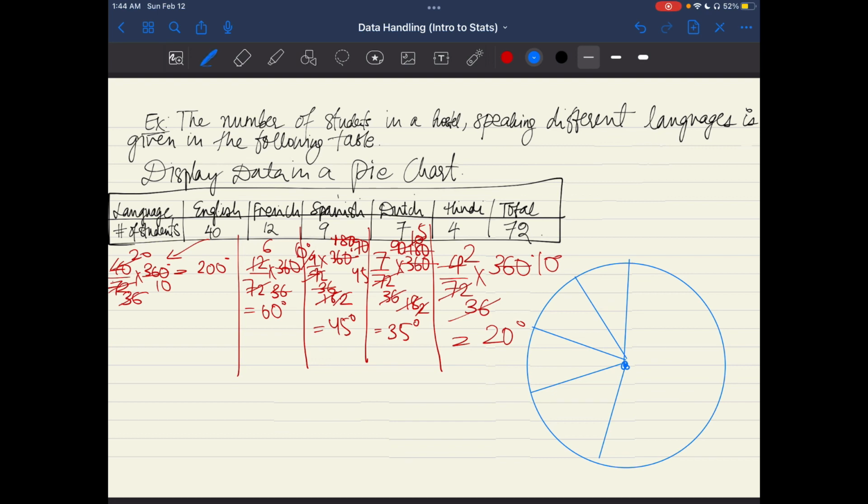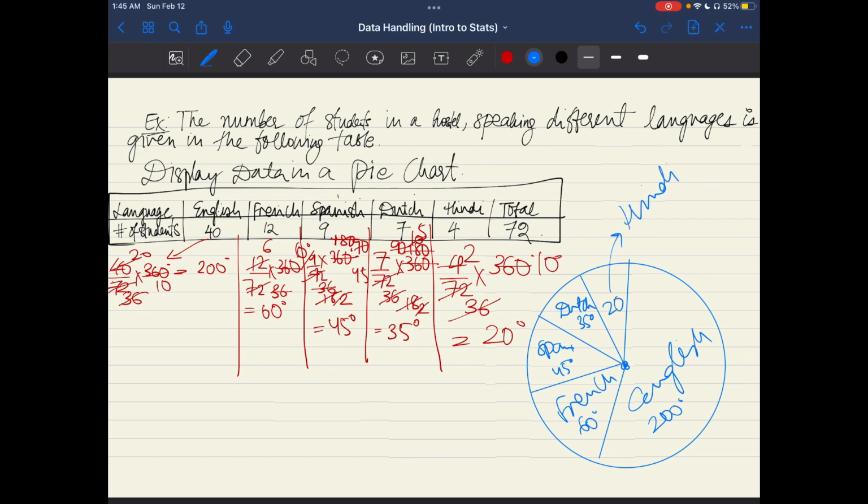So let's mark these. So this is for English with 200 degrees. This is French with 60 degrees. This is Spanish with 45 degrees. Now this is Dutch with 35 degrees, and then this one is Hindi with 20 degrees. There we go. Here we finally have the pie chart with the different internal angles that we calculated for the different languages spoken by students in a hostel.